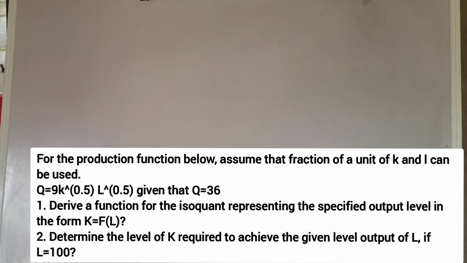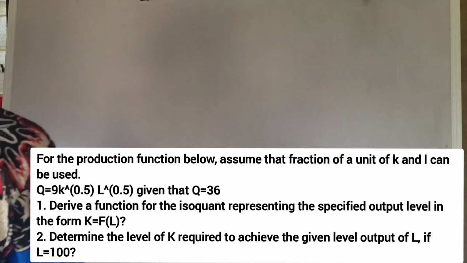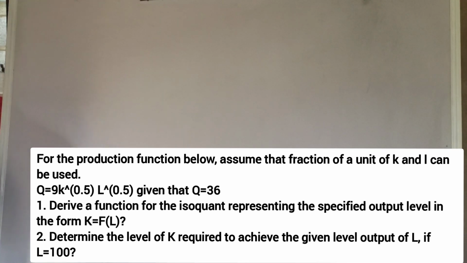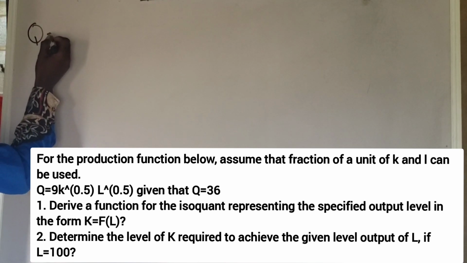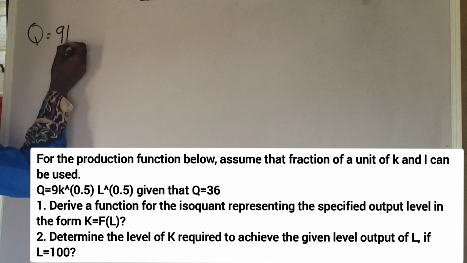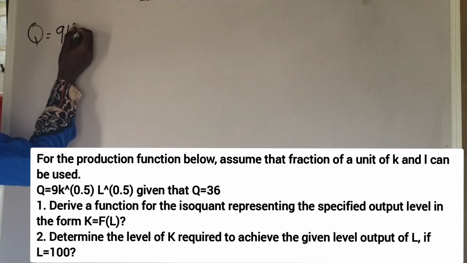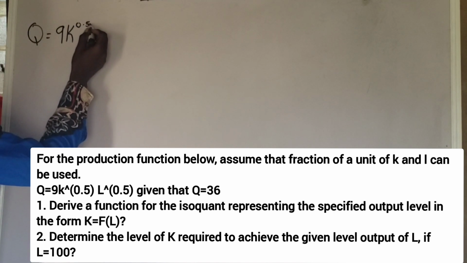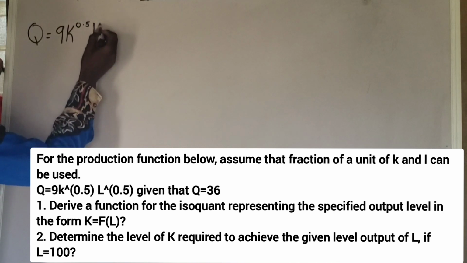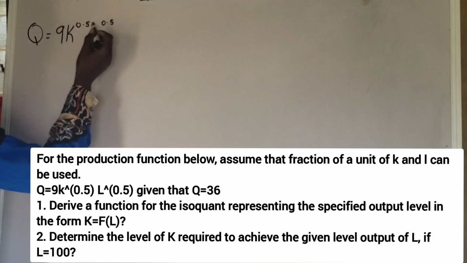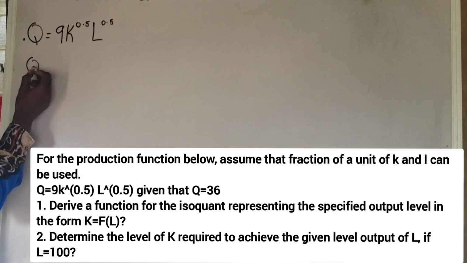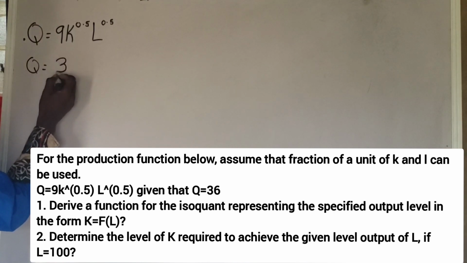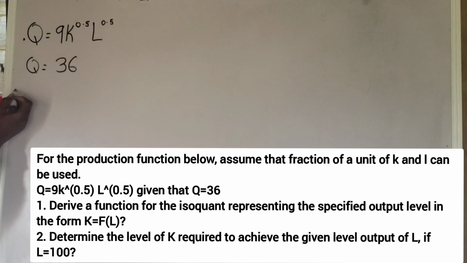You understand? Okay, now let's start by writing out the production function. We are given that the production function Q equals 9K raised to the power of 0.5 multiplied by L raised to the power of 0.5, and they give us that Q equals 36. Okay, now the first question, I want you to pay attention.